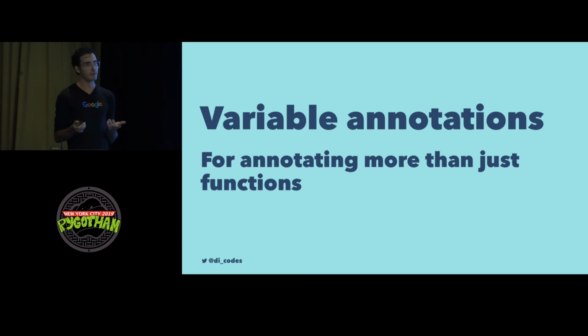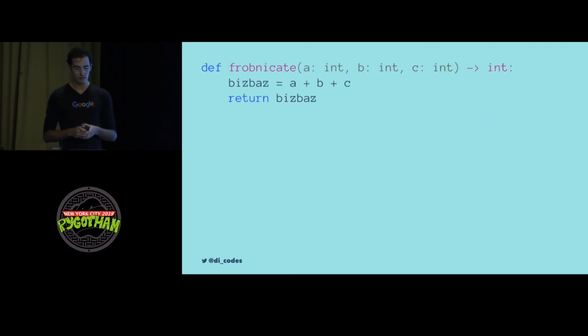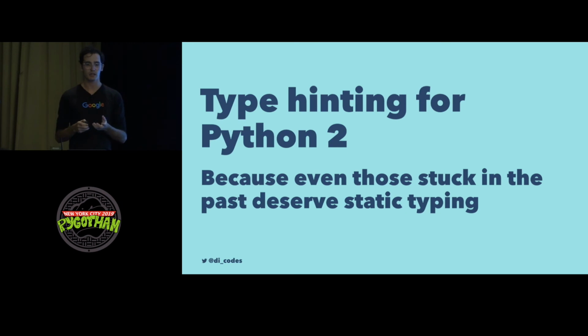In addition, we should have variable annotations. So just functions is not enough. We need to be able to tell what the types of certain variables are in Python. So that means that we could do something like this, where while we have the function annotated, we should be able to say something like, the type of this variable that I'm assigning to is an integer, and then I can return that. And this also means that we can do type hinting for Python 2.